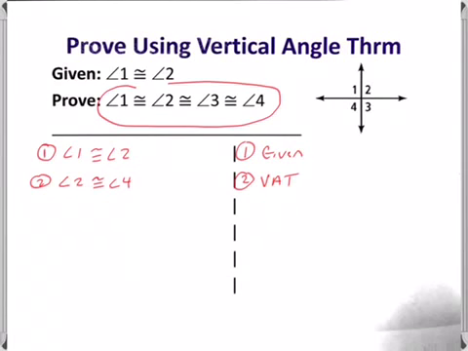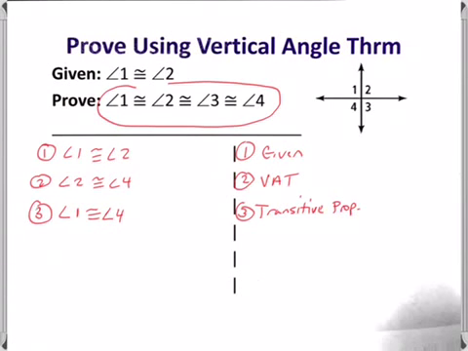Well, once again, I look and I notice both 1 and 4 are congruent to angle 2. So that means they're congruent to each other through the transitive property. So angle 1 is congruent to angle 4 through the transitive property.